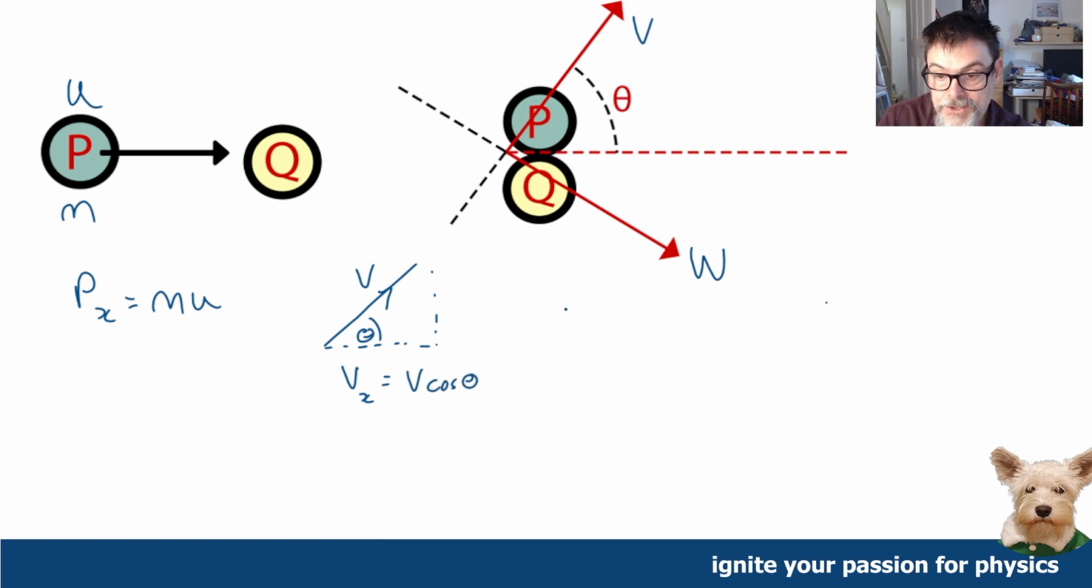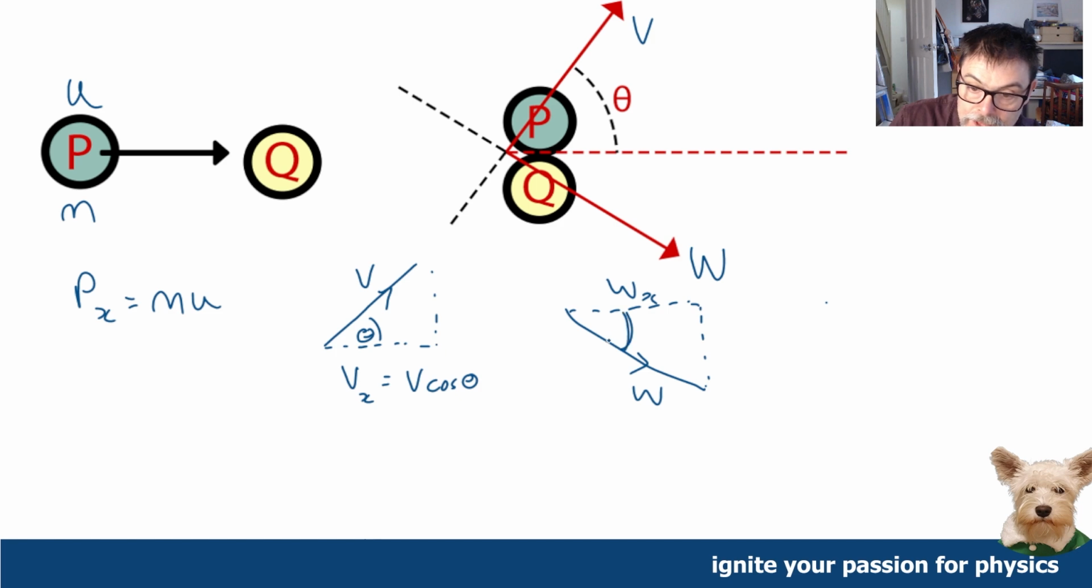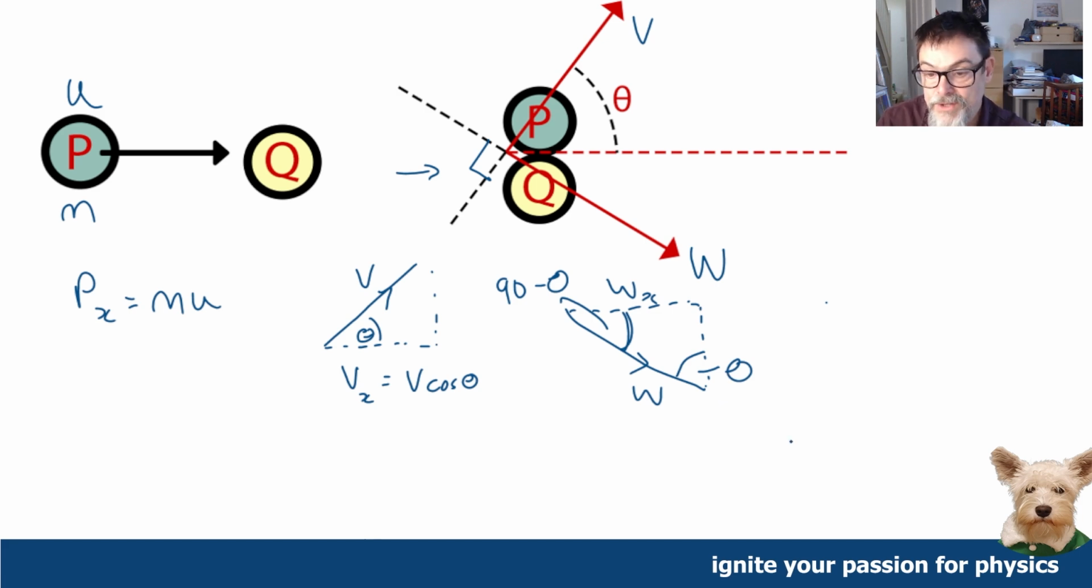Now let's move on and consider the ball Q, which is moving like this with velocity w. Just like before, we're interested in wx. I'm going to draw the whole triangle out this time though. What's this angle? Well, that angle there is going to be 90 minus theta, and that's because here we have a right angle. That means that this angle here is going to be theta. Therefore, the easiest way to think about wx is just to use sine instead of cosine. So the component wx is going to be w sine theta.